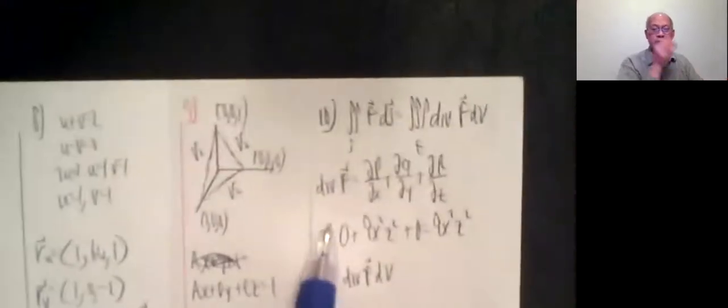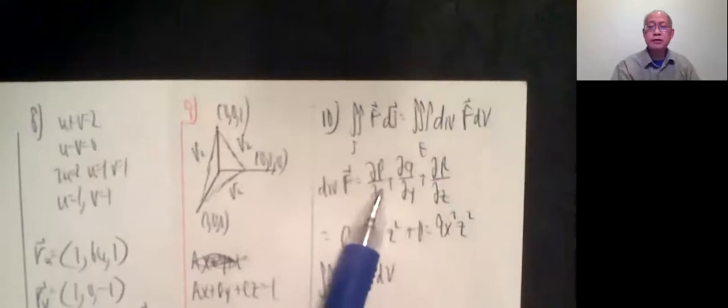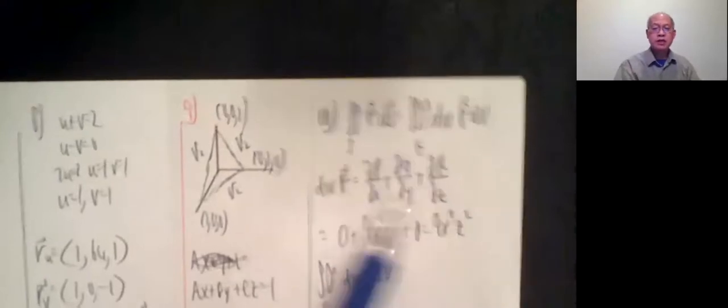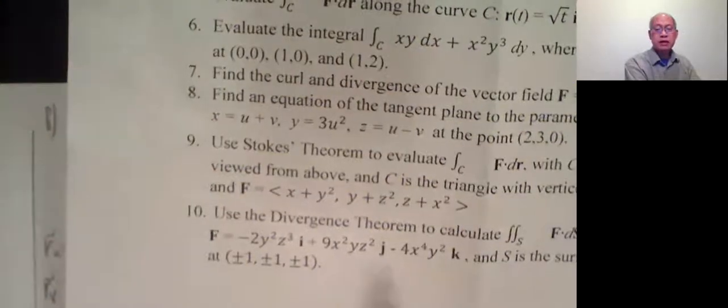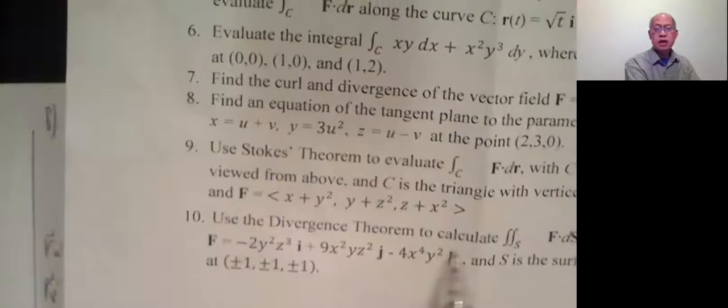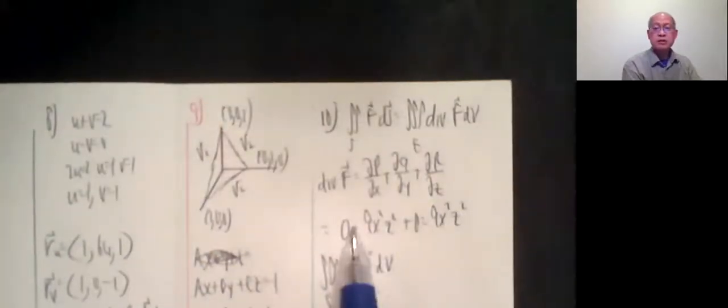So divergence of F is the partial of P with respect to x plus the partial of Q with respect to y plus the partial of R with respect to z. Okay, derivative with respect to x, it doesn't have any x, that's 0. Derivative with respect to y is 9x²z². Derivative with respect to z, there is no z, so it's 0. So 0 plus 9x²z² plus 0. So I'm integrating 9x²z².